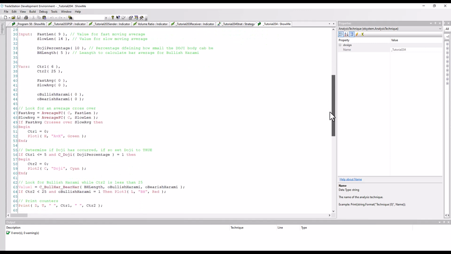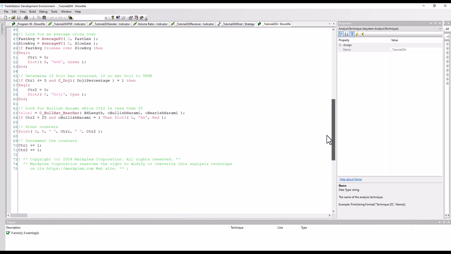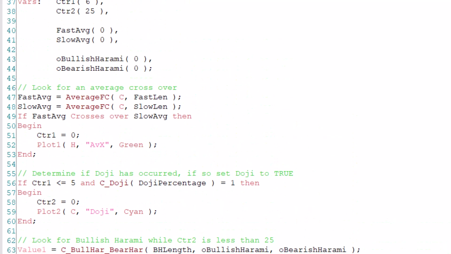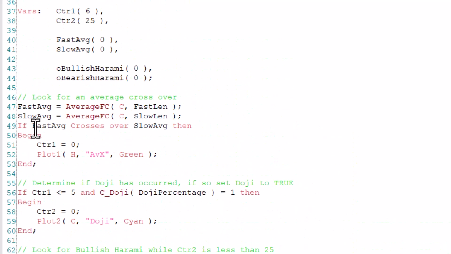But the guts of the program are that we have some counters. We have two counters, and these counters are incremented by one every bar, come what may. But what I've done in this program is said, if we get a fast average cross over a slow average, then we reset counter 1 to 0. We also plot the green dot.